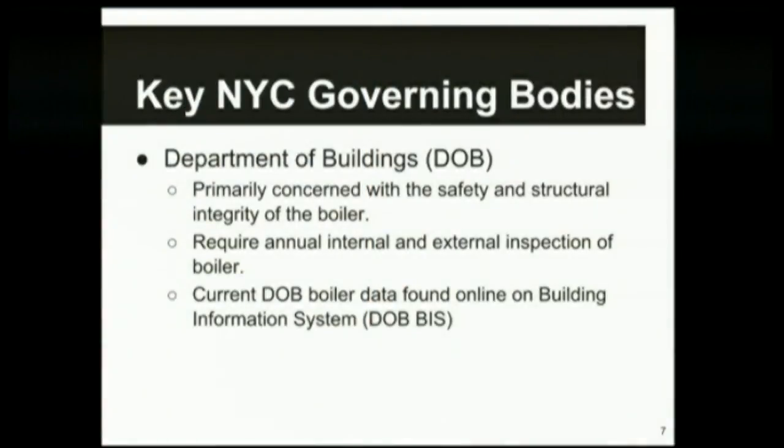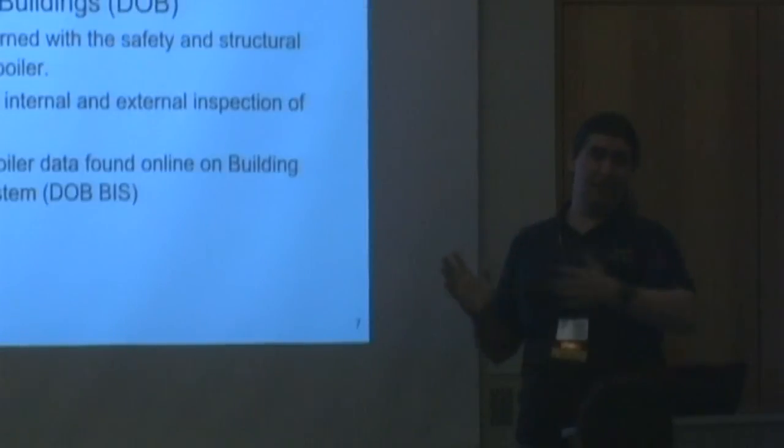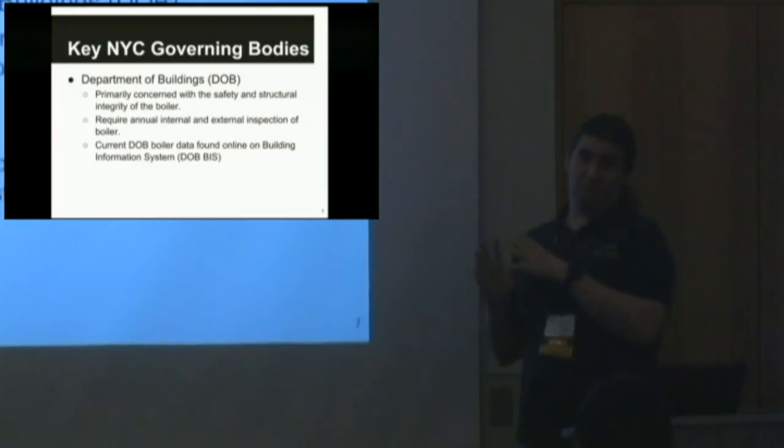Now, there are two key governing bodies. There's the Department of Buildings, first of all. They have many responsibilities. I'm primarily focused on the fact that they inspect the structural integrity of the boilers to make sure that they're structurally sound, and that you don't have to worry about the boiler rupturing or causing fires, which certainly last year in East Harlem was a huge disaster with that gas main rupturing.